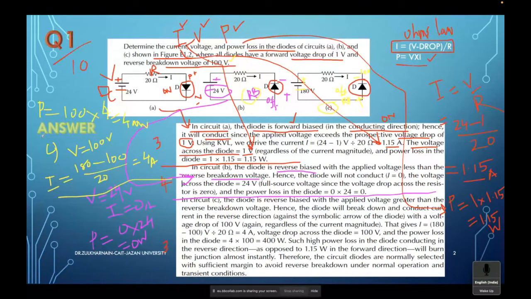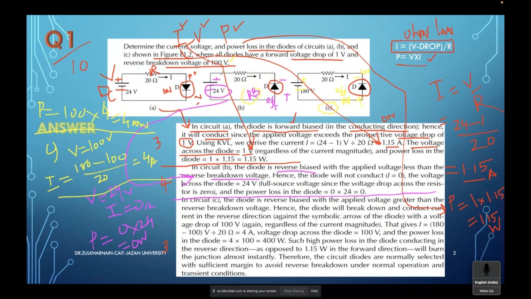Please try to concentrate and look at this video. Inshallah, I will send this video to you again in the group. Look and try to understand, try to digest it yourself so that you don't get confused. In the first case, the diode is forward biased, so the diode is on, and the current will become 0.